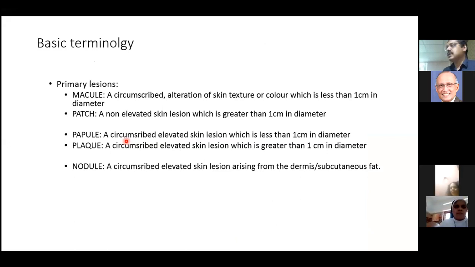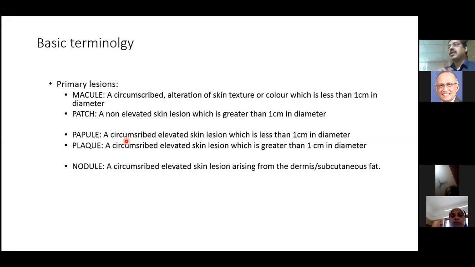A macule is a circumscribed alteration of the skin color or texture which is less than 1 centimeter in diameter. So what you'll see is a small mole which is flat, usually a macule. A papule, on the other hand, is elevated. It's a solid skin lesion and it is less than 1 centimeter in diameter. An elder brother of a macule is a patch, a non-elevated skin lesion which is greater than 1 centimeter in diameter. And a plaque is again a circumscribed elevated skin lesion which is greater than 1 centimeter.